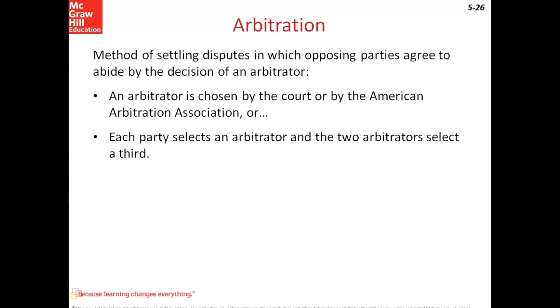Arbitration, again another form of ADR, is a method of settling disputes in which opposing parties agree to abide by the decision of an arbitrator. The arbitrator is chosen in a few different ways: either by the court, by the American Arbitration Association, or each party selects an arbitrator and those two arbitrators select a third. Arbitration may be binding, in which the two parties agree to accept the decision in lieu of going to trial, or non-binding, in which the disagreeing parties may choose to go to trial if neither party likes the decision.